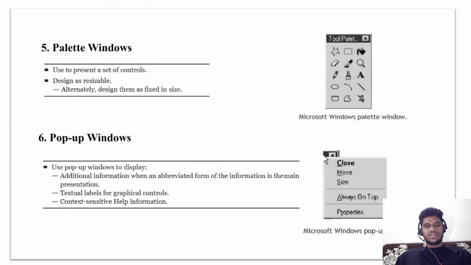Palette windows, which we use to present a set of controls, are designed as resizable, and alternatively we design them as fixed in size. Pop-up windows. We use pop-up windows to display additional information when an abbreviated form of the information is the main presentation, such as textual labels for graphical controls and context-sensitive help information.